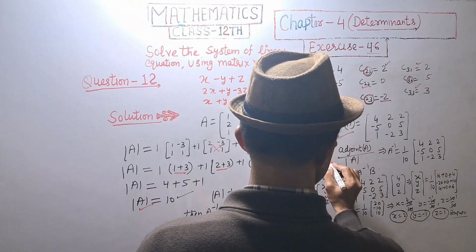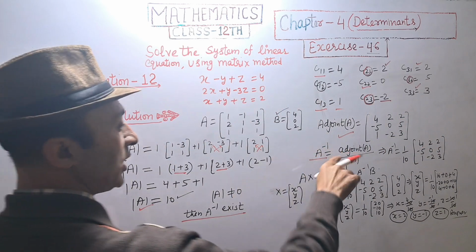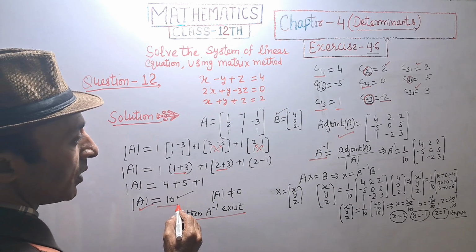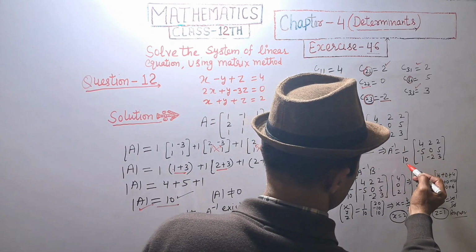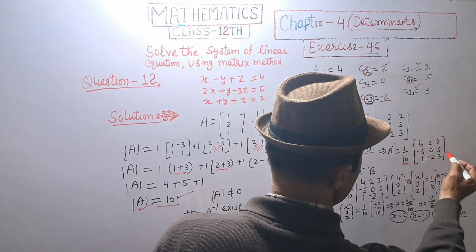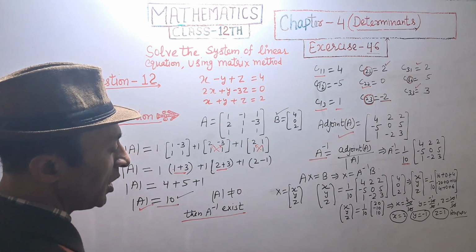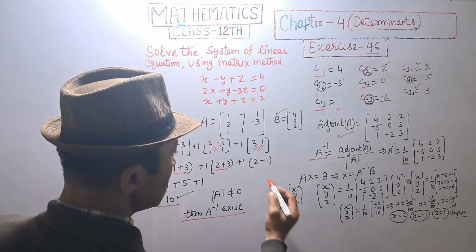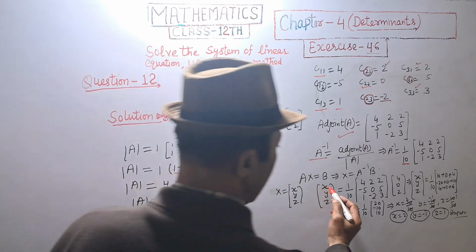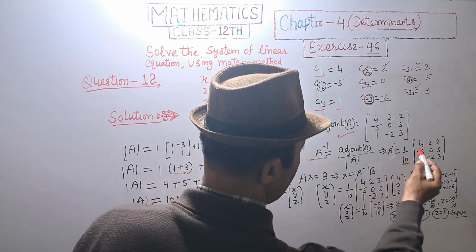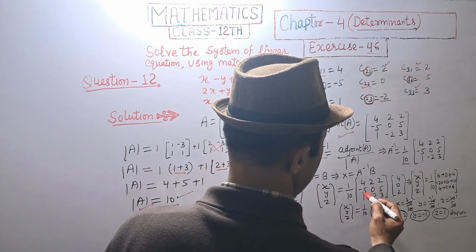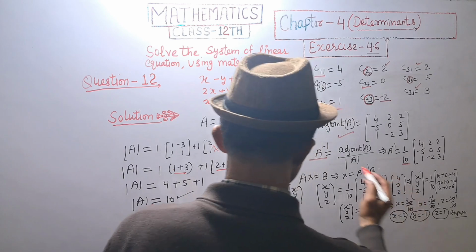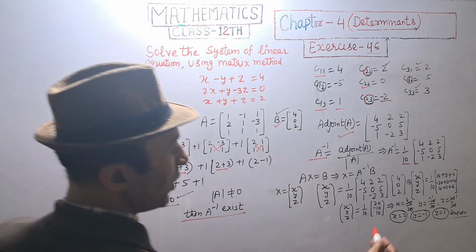Since adjoint A exists, A inverse exists. A inverse is equal to adjoint A upon determinant of A. We get determinant of A is 10, so A inverse is 1 upon determinant of A into adjoint A. So Ax equal to B, hence x equal to A inverse B. X is x, y, z. x, y, z equal to 1 upon 10 times 4, 2, 2; minus 5, 0, 5; 1, minus 2, 3, and the value of B is 4, 0, 2.